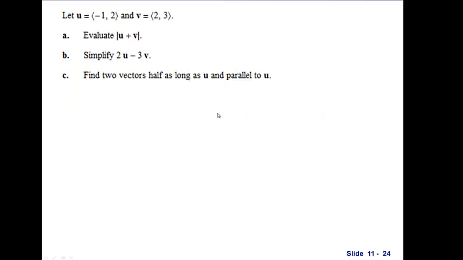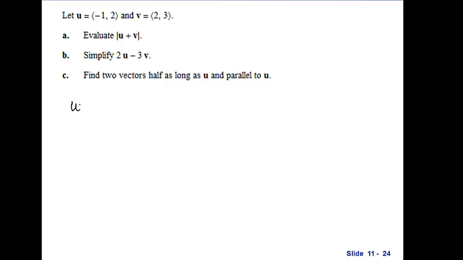Now let's take a look at the example here. We have the components of vector u and vector v, and our task is to evaluate the magnitude of the sum of vectors u and v, then simplify, that is perform the vector operation 2u minus 3v, and finally find two vectors half as long as u and parallel. First of all, to evaluate the magnitude of u plus v, we need to find the sum. What is the vector u plus v?